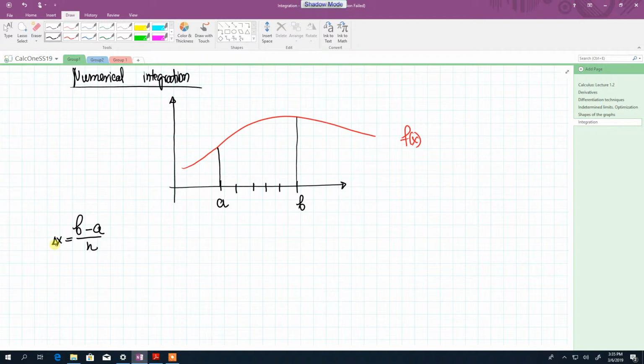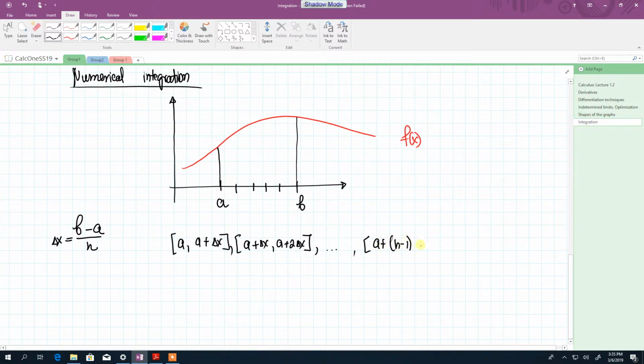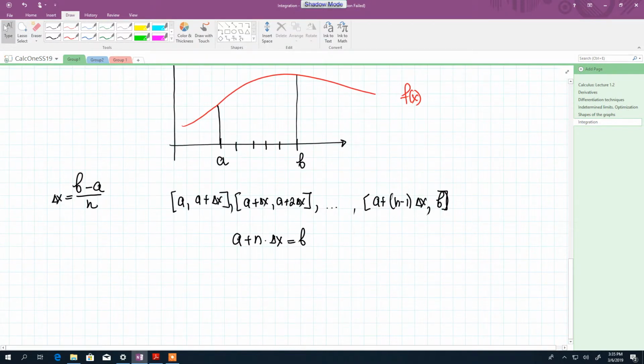Now I've got n small regions, right? The first one is A to A plus delta x. The second one will be A plus delta x to A plus 2 delta x, and so on. And the last one will be A plus n minus 1 delta x to b. Why does A plus n times delta x give you b? Because if you substitute delta x to be b minus a divided by n, then a plus n times delta x, with delta x equal to b minus a over n, the a's eliminate and you will have b, okay? So the last interval will be a plus n minus 1 delta x to b.